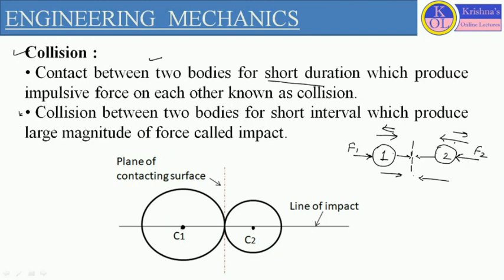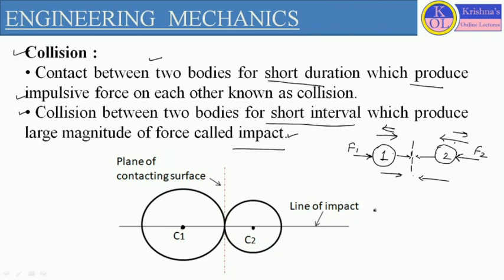One more point you have to remember: collision between two bodies always happens for a very short interval and it produces a large magnitude of force that is called impulsive force or impact. So collision we generally define on the basis of impact or impulsive force. Collision always depends on the magnitude of impulsive force or impact which is produced by contact between two bodies for a very short interval. Here let us consider two bodies which are coming in contact and producing impulsive force.